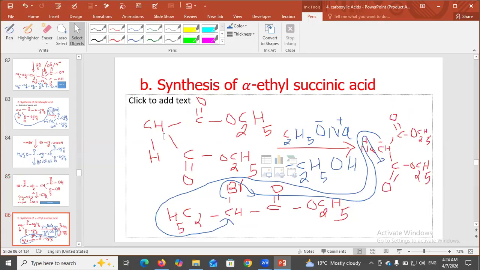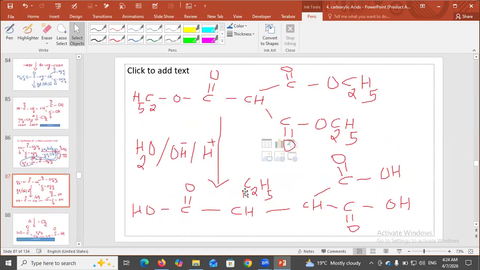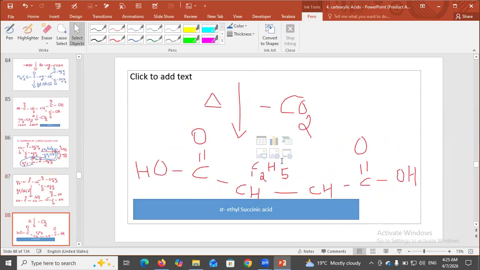This is the malonic ester treated with sodium hydroxide, and this product is reacted with this alkyl halide and hydrolyzed to produce carboxylic acid, which is heated to remove carbon dioxide and produces alpha-ethyl succinic acid.